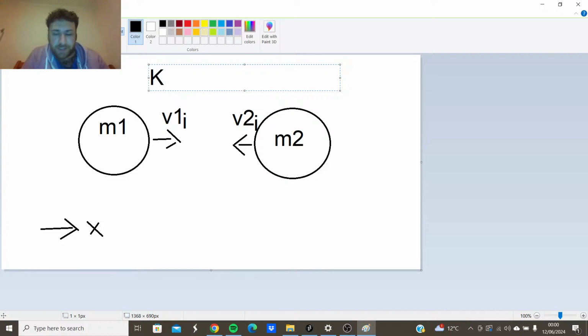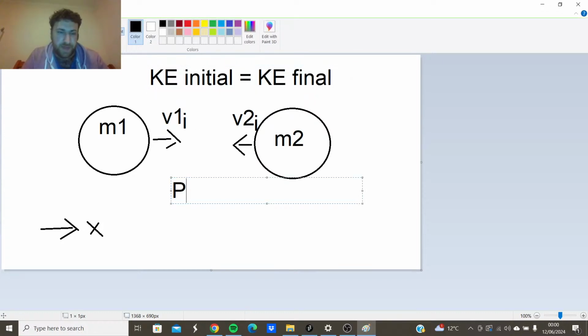So basically, we have our two equations: the initial kinetic energy is equal to the final kinetic energy, and also the same for the momentum. Momentum initial equals momentum final.